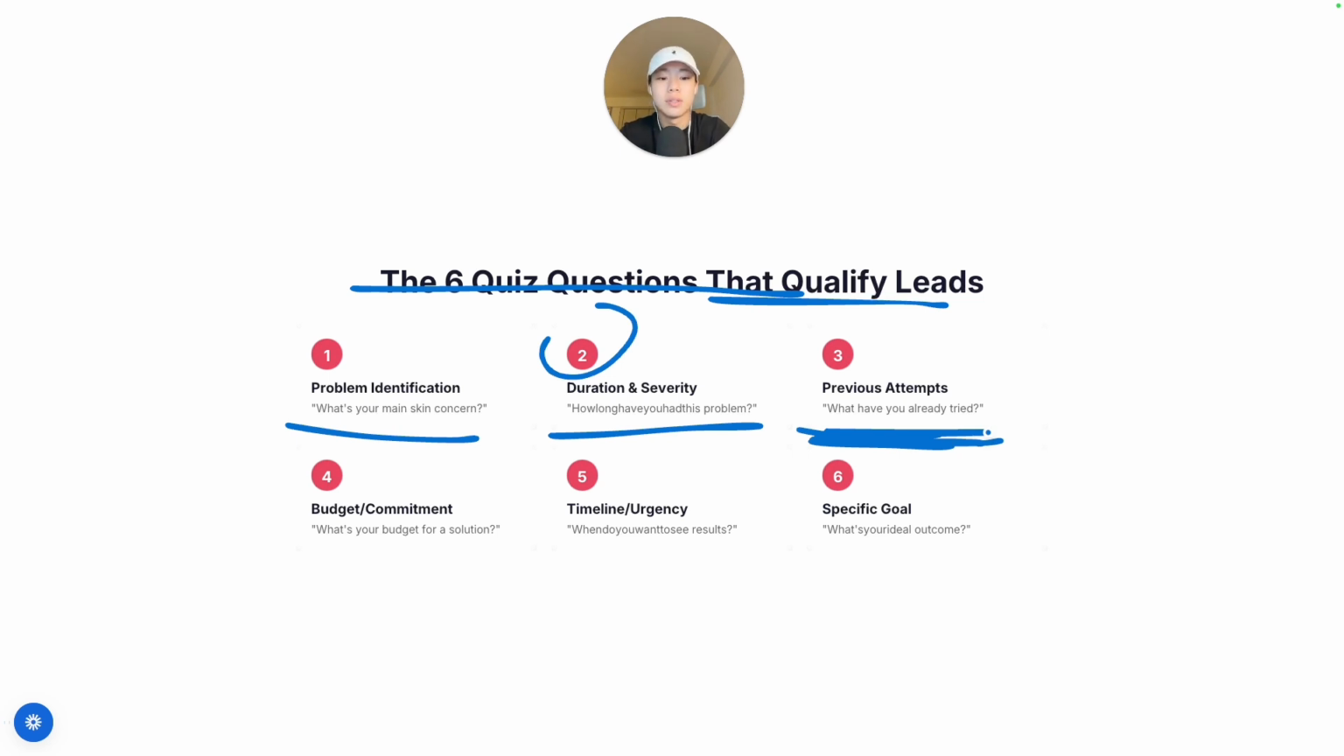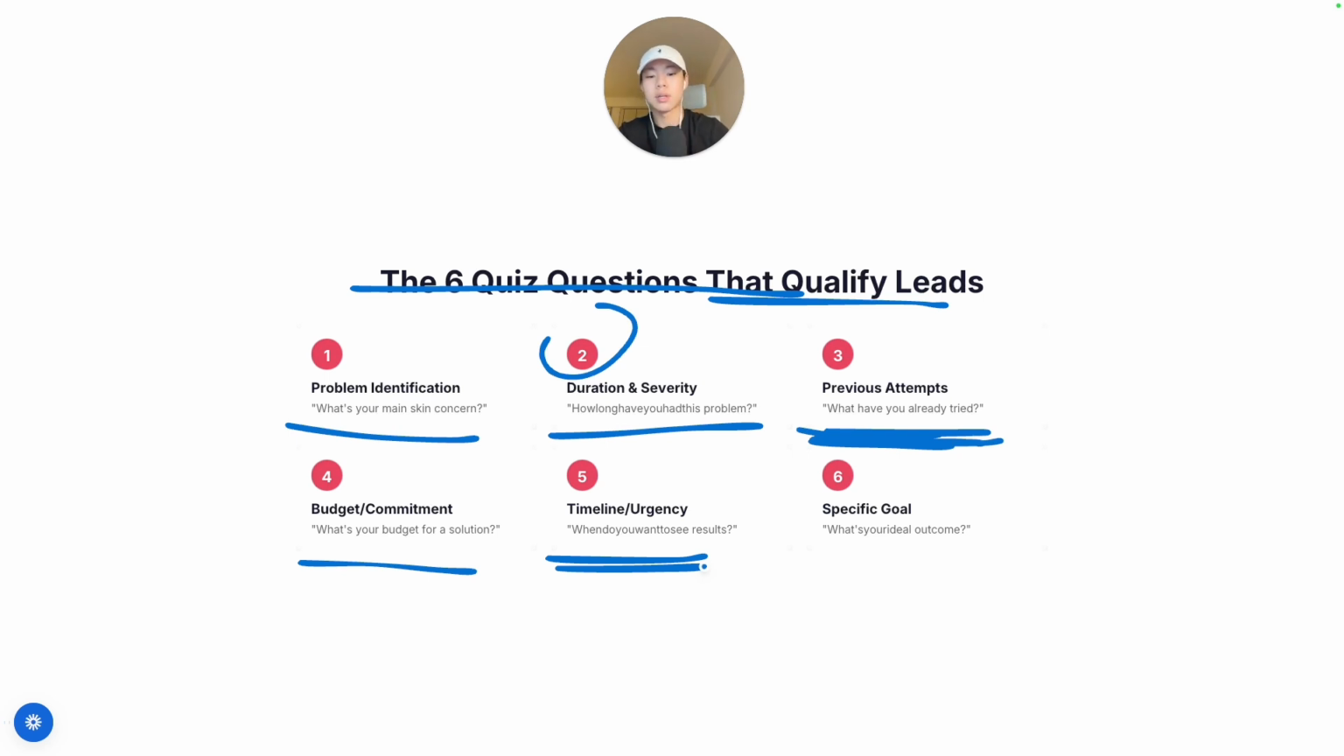Okay, so an example of this question will be, have you tried this or that? Okay, cool. Number 4, the budget and commitment. What is their budget for a solution that they want, or what is their budget for the offer that you're selling? Okay, timeline and urgency. When do you want to see this result? How quick do you want to see the result?